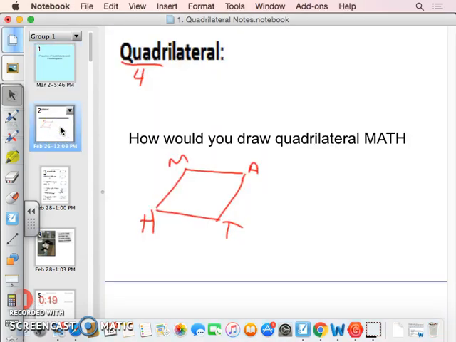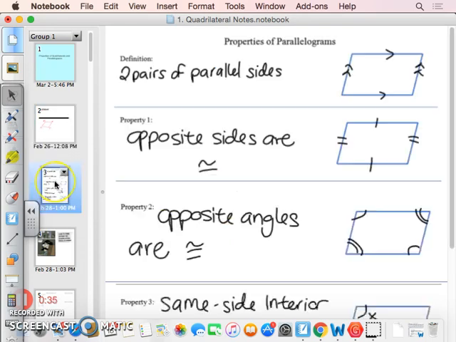So quad means four, just like tri means three, so it's going to be a four-sided figure. And so if you wanted to draw the quadrilateral, this would be one way to do it out of an infinite many ways that you can actually draw it. All right, so just like we've been doing with triangles, we're now going to talk about the different properties of quadrilaterals, and today specifically we're going to talk about a special type of quadrilateral called a parallelogram.